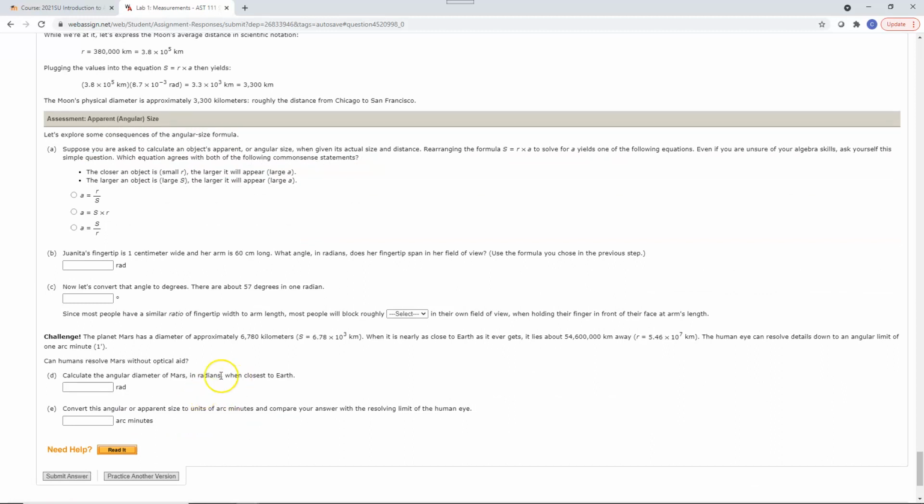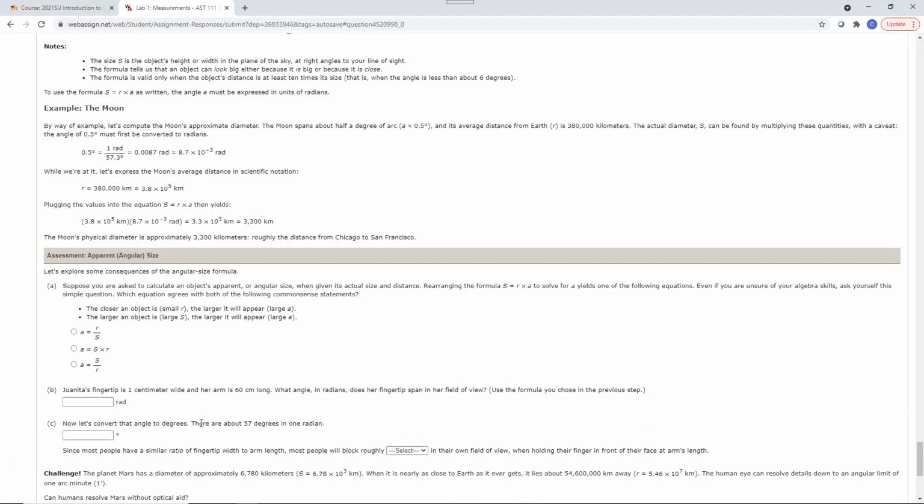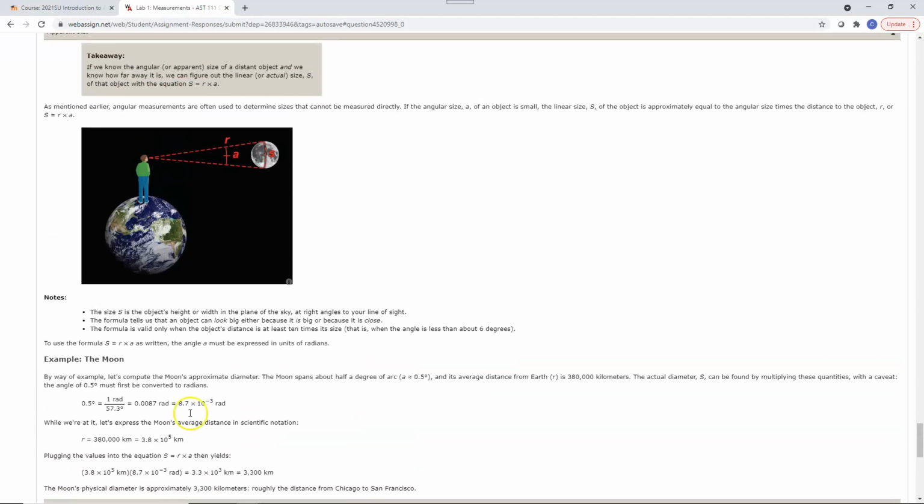Now, this one is about the same. You need to calculate the angular diameter of Mars here, and then also convert that to apparent size units there, so you can get that, and then you'll submit that, and then you're finished with your assignment. This is not difficult. It is doable. And if you go through and put those things in, especially paying attention to this, you shouldn't have any problems with that. If you do have any problems or you have questions, make sure to let me know.